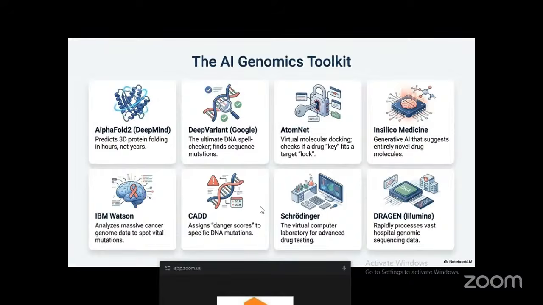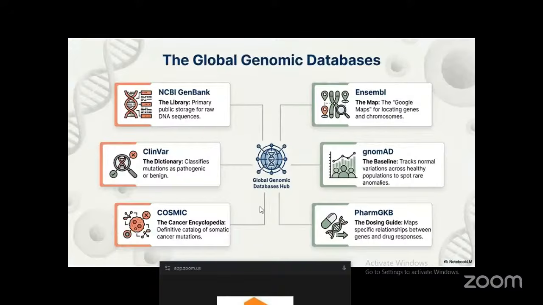Schrödinger helps with drug designing, and DRAGEN rapidly processes vast hospital genomic sequencing data. So these are the various genomic tools that are helpful for studying genetic variations in humans.